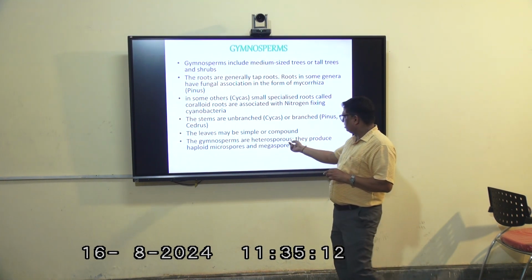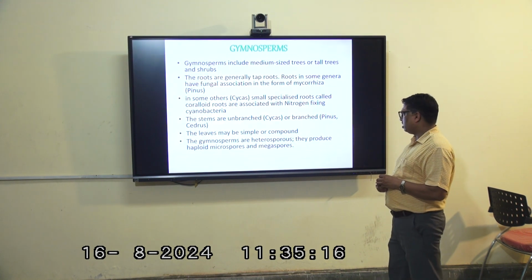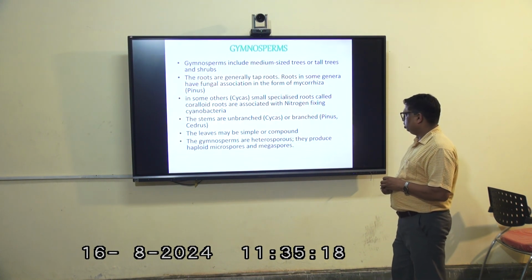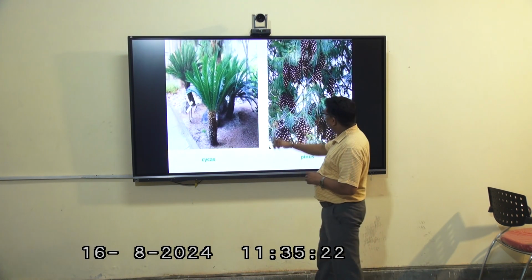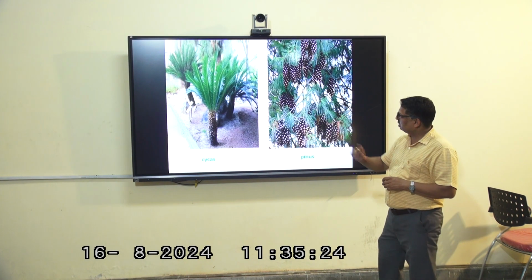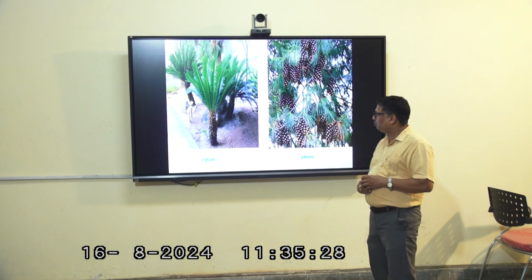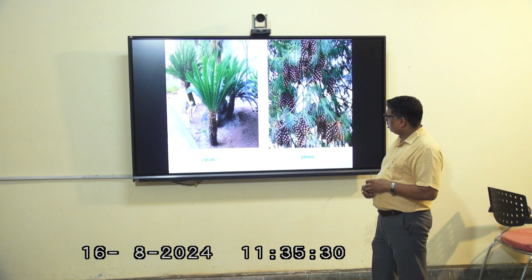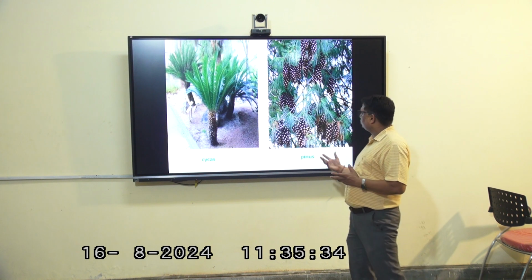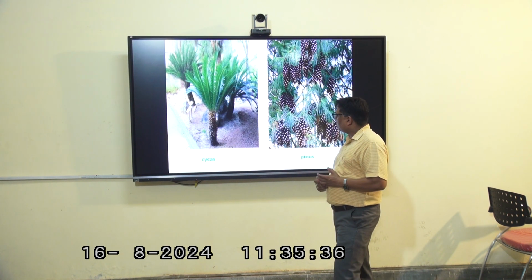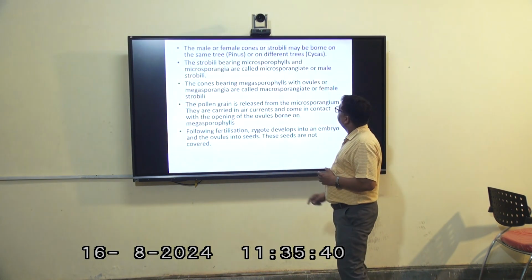Likewise, the leaves may be pinnately compound, and gymnosperms are heterosporous. They produce haploid microspores and megaspores. You can see beautifully how the leaves are arranged. This is the example of cycas. Commonly, wherever any function is going on, the plants used for decoration are cycas and Pinus.